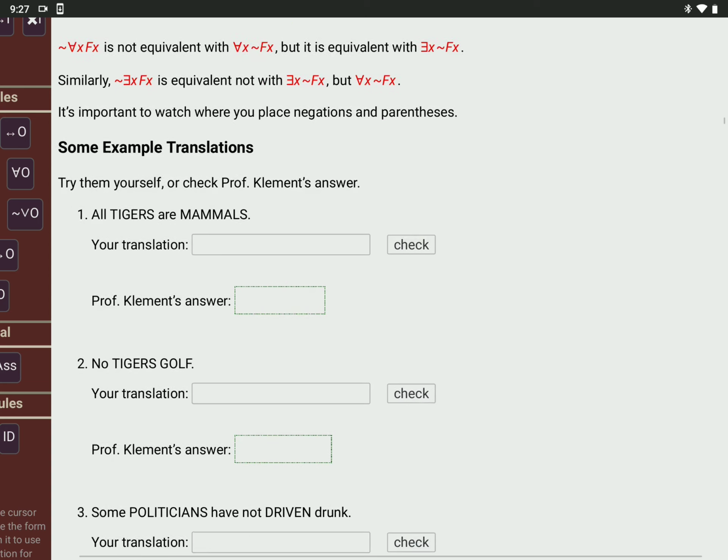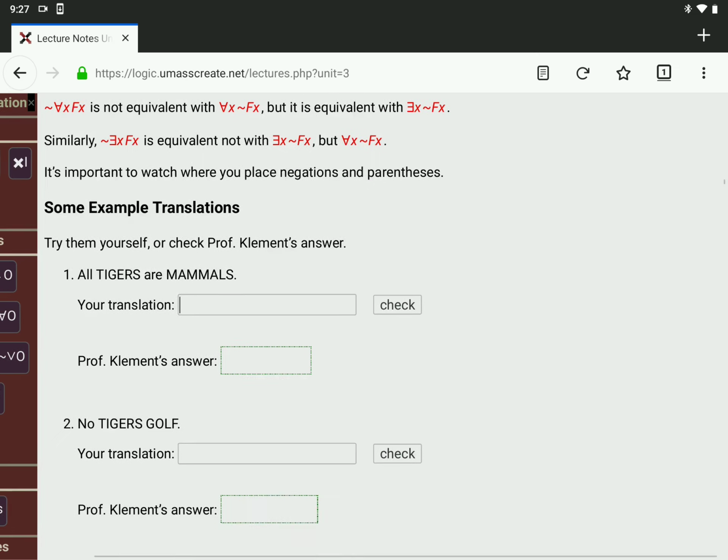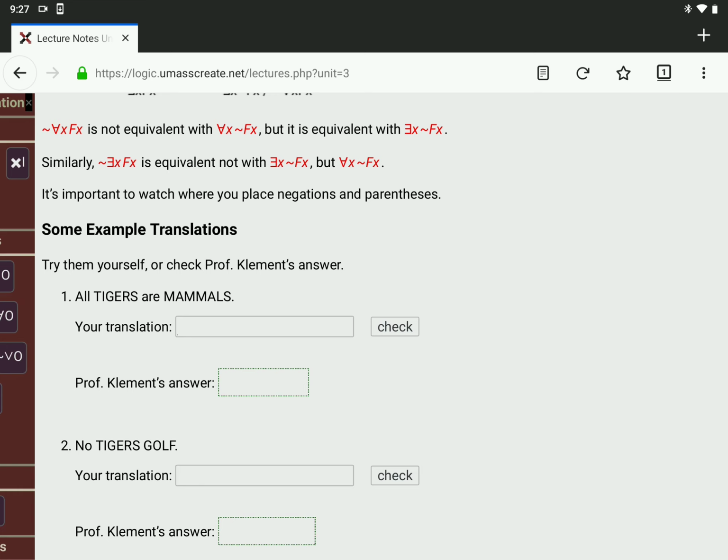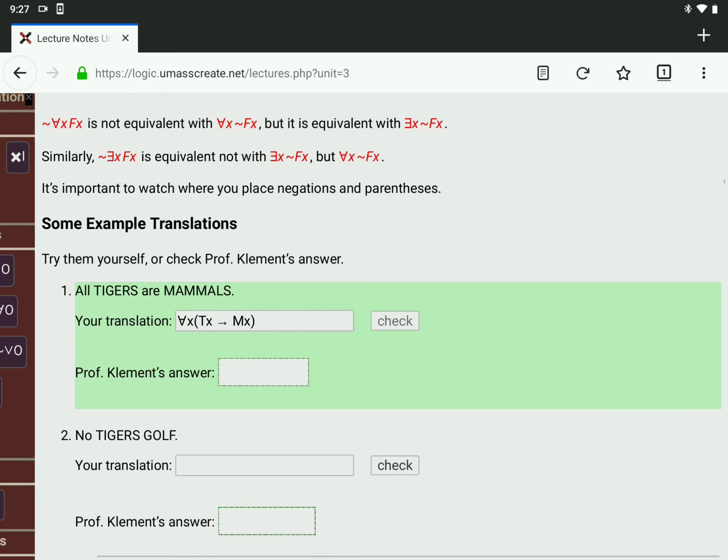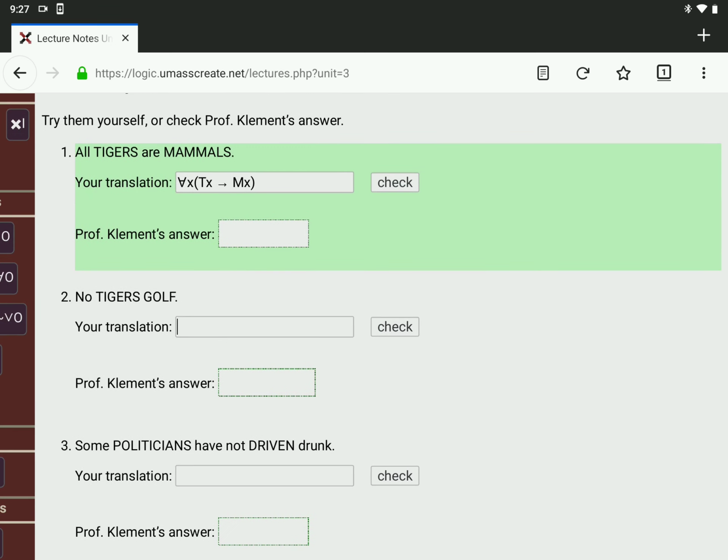Let's do some example translations. "All tigers are mammals" means, whatever x is, for every value. When you do this on the computer, a regular A will turn into the upside down A. So I want to say all tigers are mammals: for every value of x, if x is a tiger, then x is a mammal. If I'm going to say no tigers golf, I'm saying for every value of x, if x is a tiger, then x does not golf: Tx, not Gx.